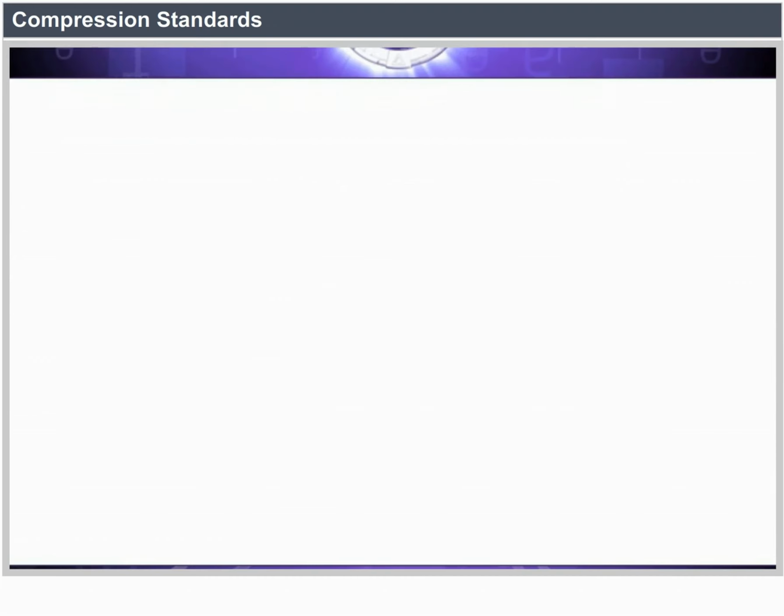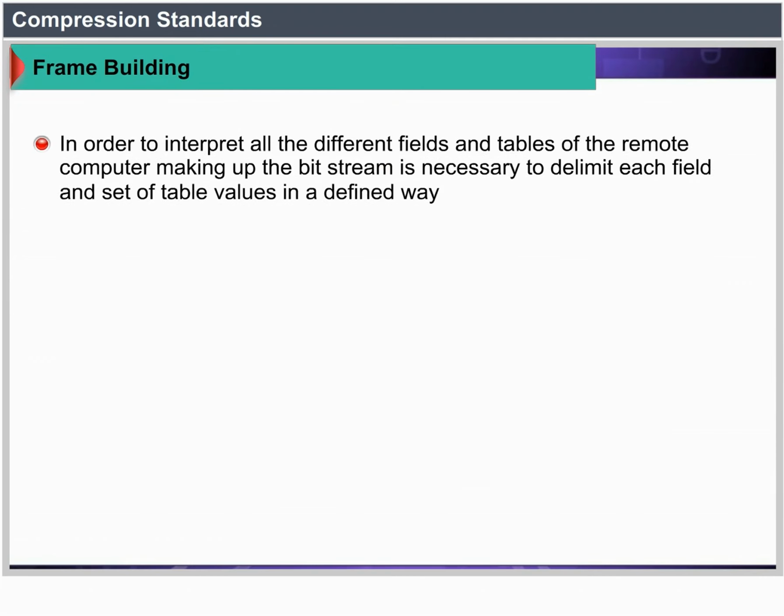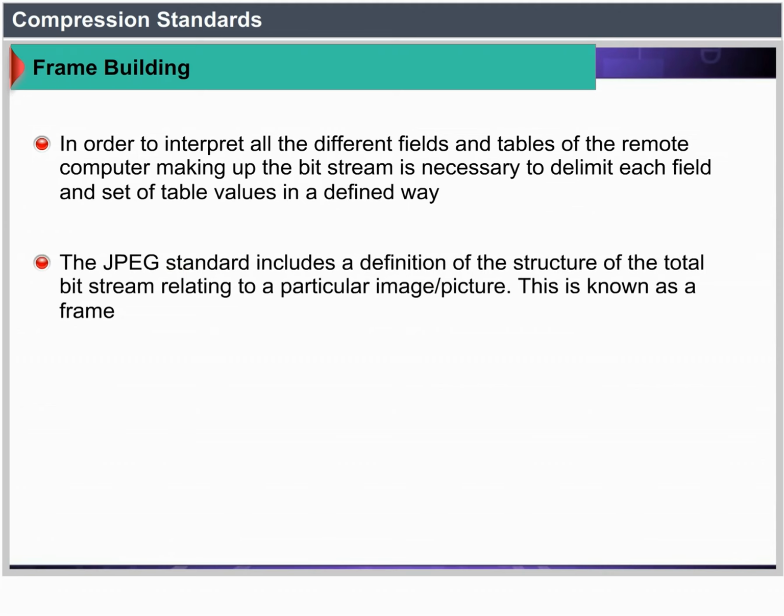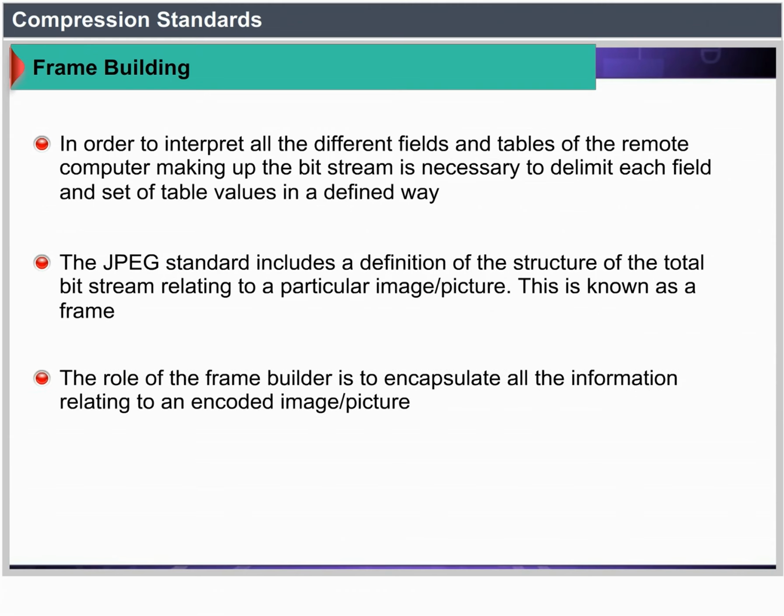Frame building. In order for the remote computer to interpret the fields and tables that make up the bit stream, it is necessary to delimit each field and set of table values in a defined way. The JPEG standard includes a definition of the structure of the total bit stream relating to a particular image or picture. This is known as a frame. The role of the frame builder is to encapsulate all the information relating to an encoded image or picture.